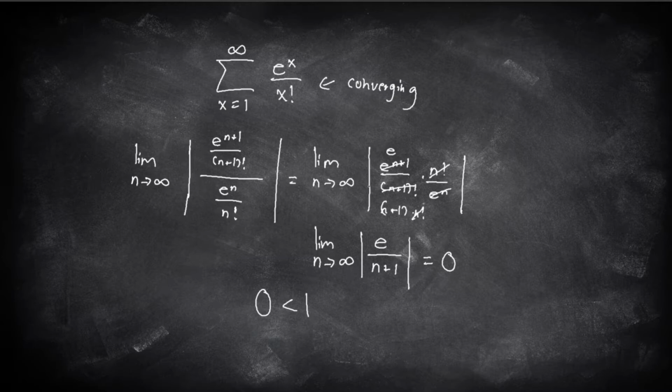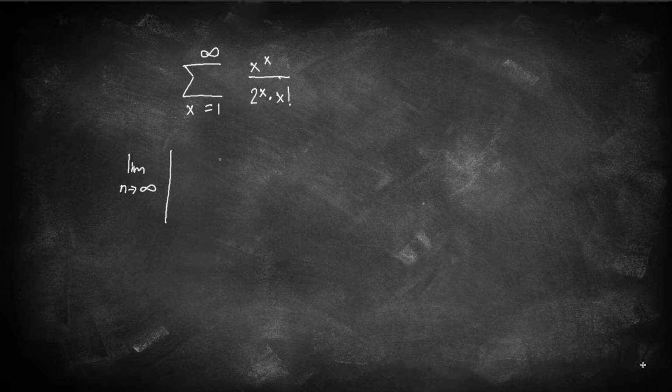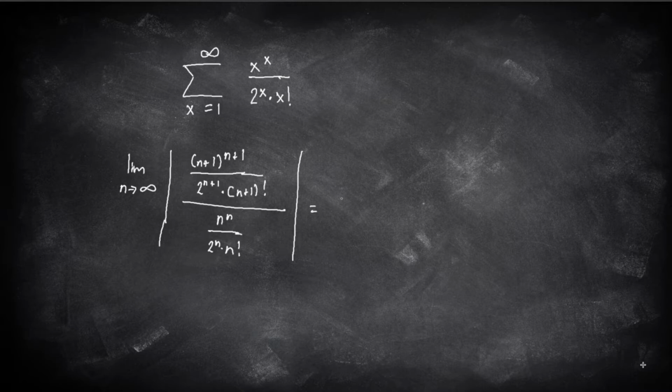Okay, now let's try another example. Let's say we take the summation from x equals 1 to infinity of x to the power of x divided by 2 to the power of x times x factorial. Well, using the ratio test, the limit as n approaches infinity, the absolute value, substitute x with n plus 1: n plus 1 to the power of n plus 1 divided by 2 to the power of n plus 1 times n plus 1 factorial, divided by, now substitute x with n, so n to the power of n over 2 to the power of n times n factorial. Close your absolute value. That's equal to the limit.